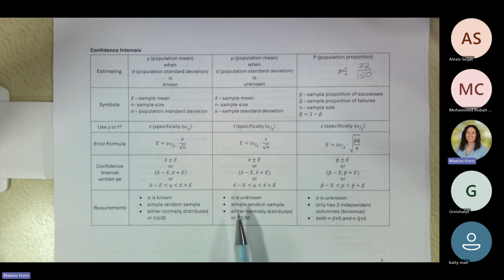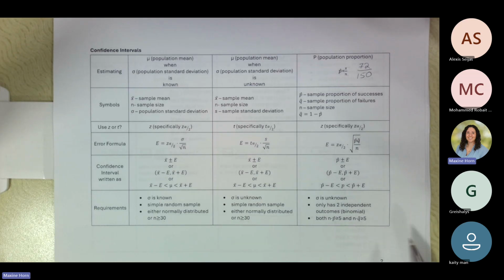Okay, similarly over here, for this one, you need to know your population standard deviation. For this one, it's when you don't know your population standard deviation, but the rest of it's the same. You need to have a simple random sample, and then you need to either be normally distributed or have a sample size greater than or equal to 30. Right, so as an example, if I only have a sample size of 18, that's okay as long as I'm normally distributed, right? Or I could be not normally distributed, but I have a sample size of 50. That's okay. As long as one of these is met, that's all right.